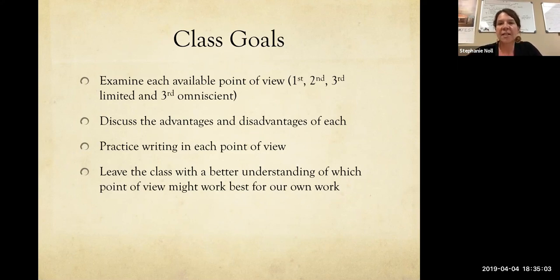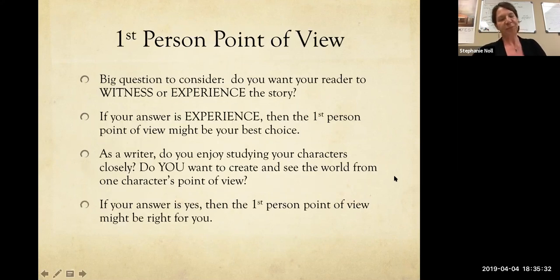We are going to talk about the advantages and disadvantages of each point of view, and practice writing in each point of view tonight, with opportunity for questions and sharing throughout. My hope is that you're going to leave the class with a better understanding of what's going to work for the work you're currently working on. Oftentimes I have students who leave this class with some new ideas for a new piece of work, so it's very exciting to keep that in mind too.